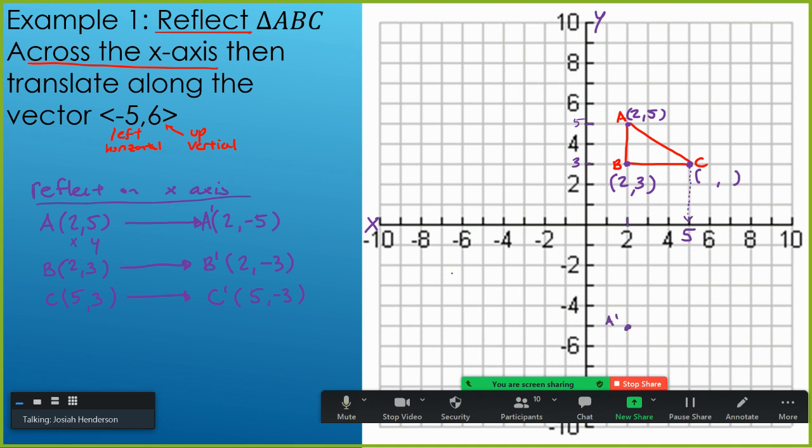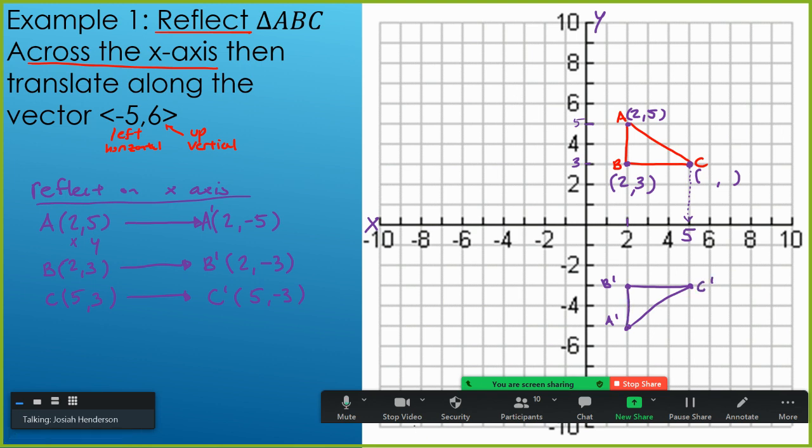That's A prime. 2 down 3 for B prime. And then C is 5 down 3. So here's our reflection. Woohoo!